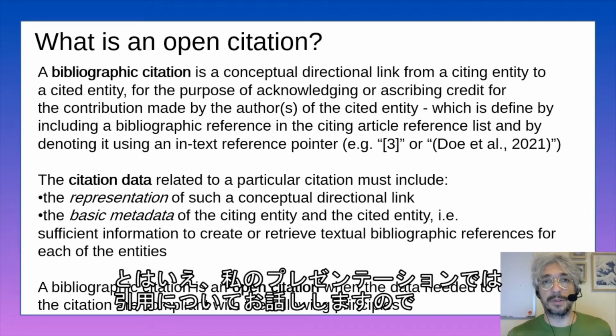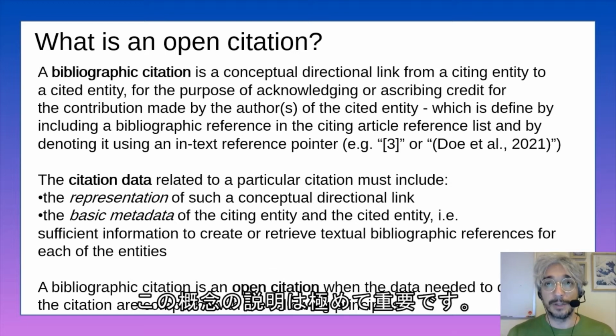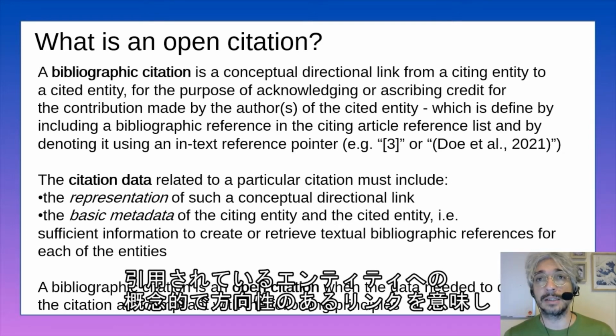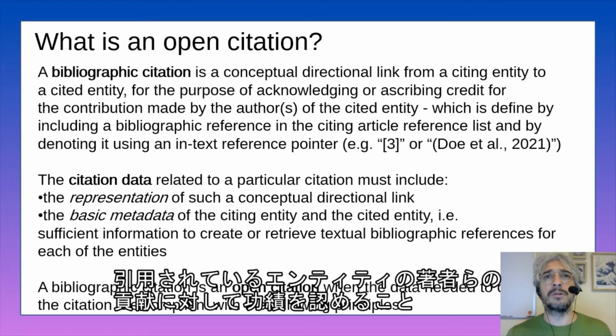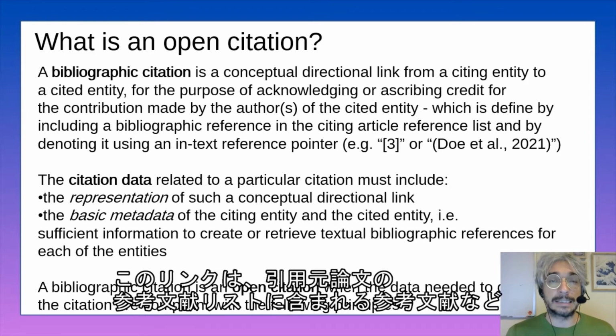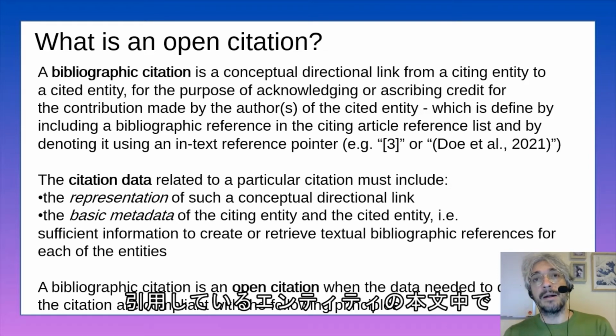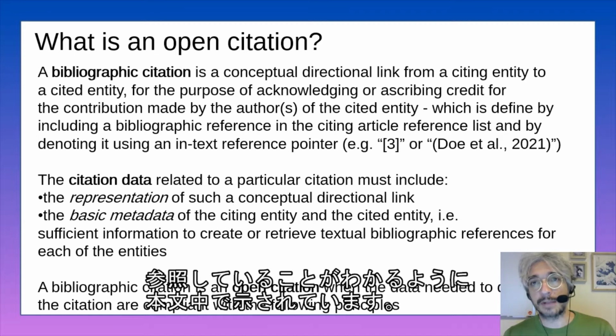Since in my presentation I will talk about citations, of course, it is crucial to introduce what I mean with this concept. A bibliographic citation is a conceptual directional link from a citing entity to a cited entity, for the purpose of acknowledging or ascribing credit for the contribution made by the authors of the cited entity. This link is defined by means of particular textual devices, such as bibliographic references included in the reference list of the citing article, which is then denoted by an in-text reference pointer within the body of the citing entity.